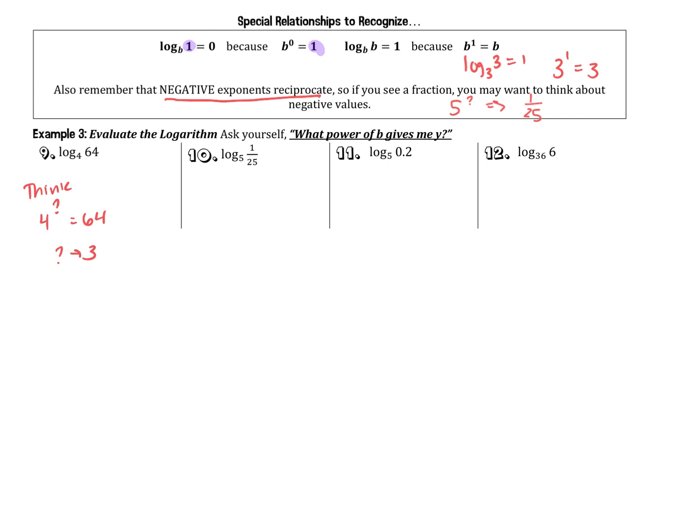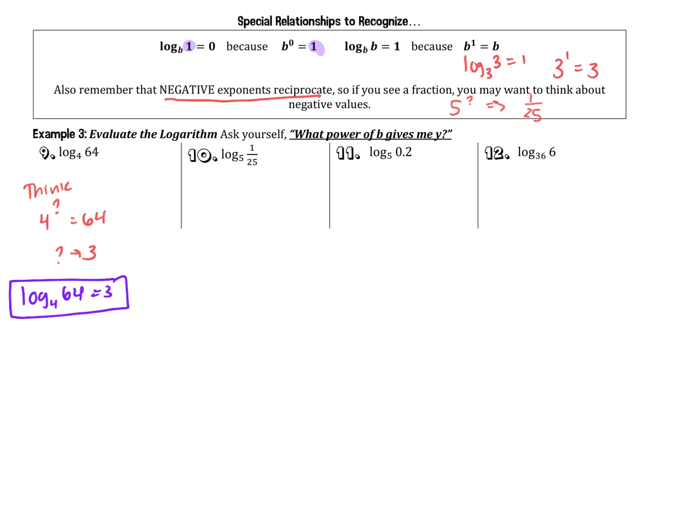But how are you going to write your answer? You can't write something equals something else. This question never had an equal sign to begin with. So you're going to rewrite the original statement. Log base 4 of 64 is equal to 3. 3 is the exponent that takes 4 to 64.